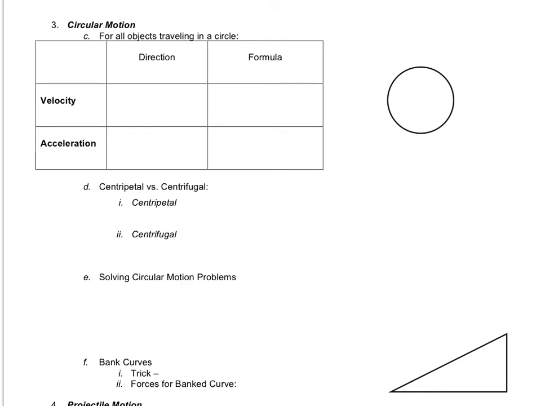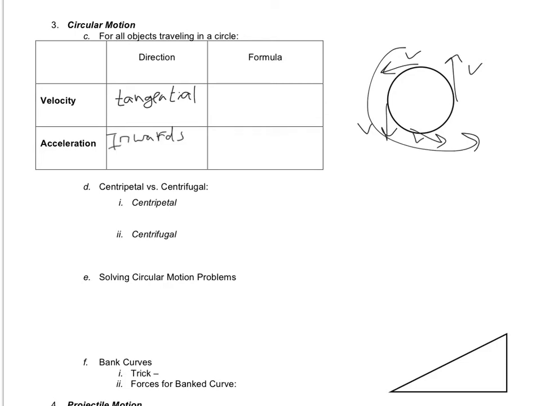All right, moving on here to circular motion, which is our next piece. First, let's talk about velocity and acceleration for an object in circular motion. The velocity of an object in circular motion is tangential. So imagine we have an object going around like that. The velocity at any given point will be a tangent line to that circle. Our acceleration is going to be inwards, okay, or towards the center.